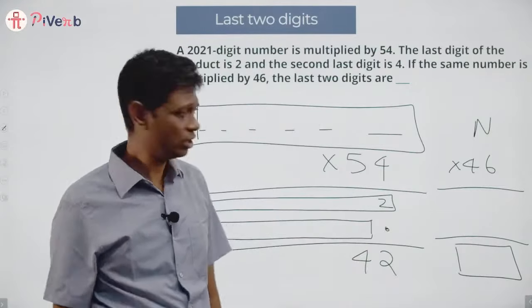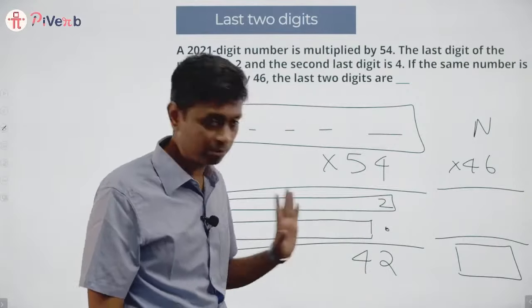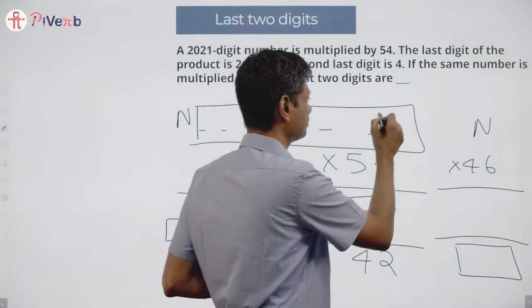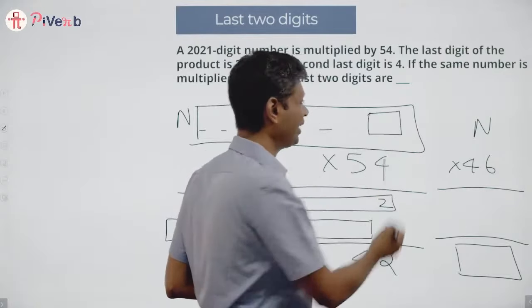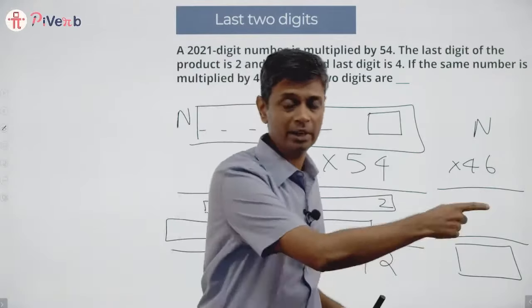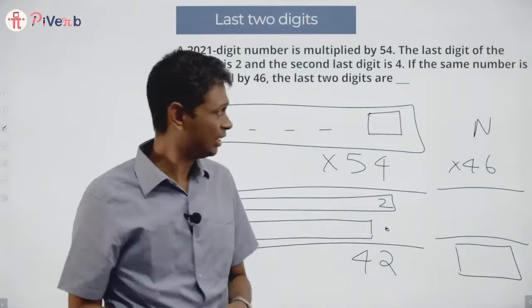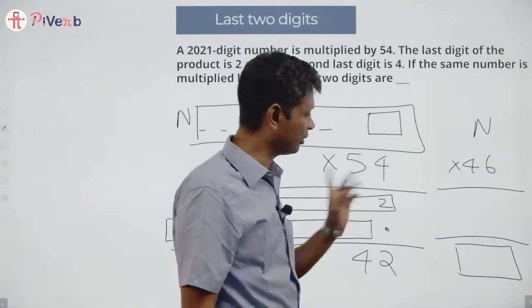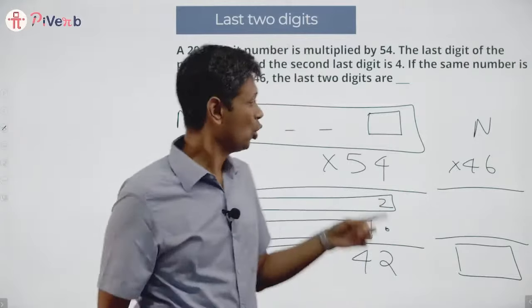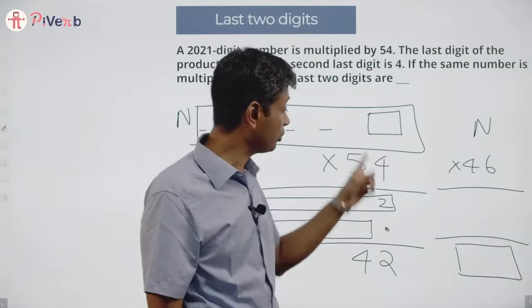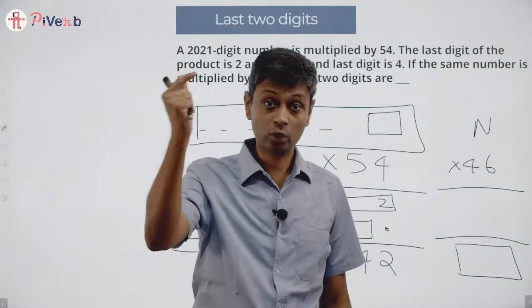Nice, that is obvious, because this 2 is only going to come here. Now I'm going to think about just this digit. What can this be? I don't care about the 2021 digit number. I care only about the units digit, nothing else. If the unit digit were 1, 4 into 1 would be 4. Doesn't work. 4 into 2 would be 8. Doesn't work. 4 into 3 would be 12. That works. It could be 3.